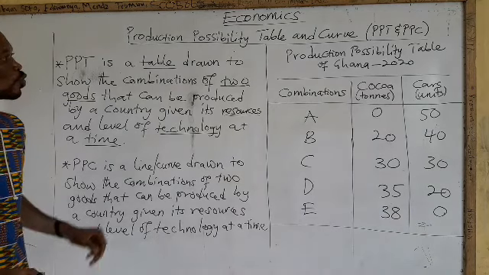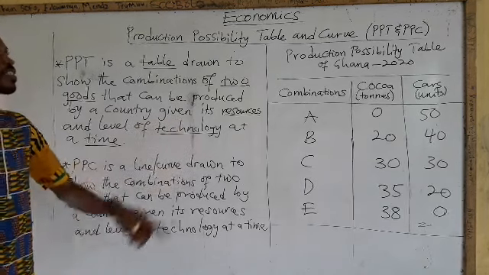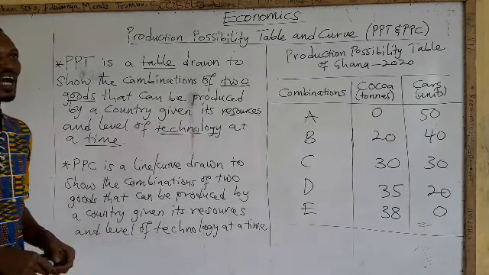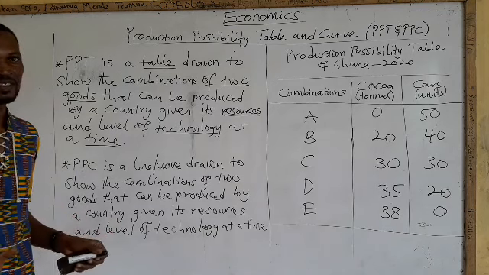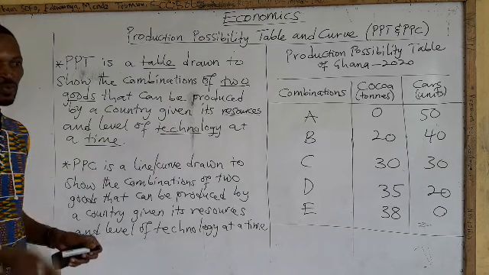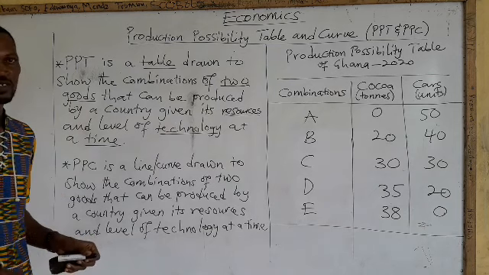And you need resources in order to produce. That is why resources is in the definition. Resources are inputs or factors of production that are used in the production of goods and services. So you can't get output if you don't input. You can't produce if you don't use resources.